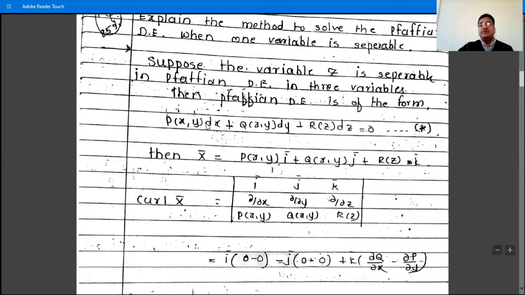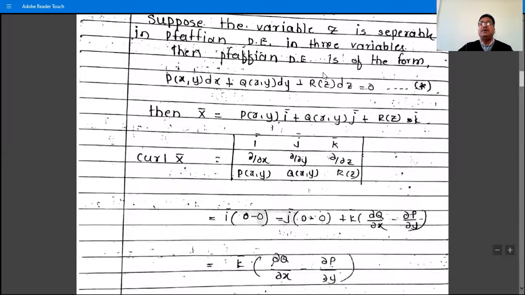That is, the coefficient of dx is a function of x and y, not a function of z. The coefficient of dy is a function of x and y. And the coefficient of dz is purely a function of z. So we have this form because the z variable is separated.